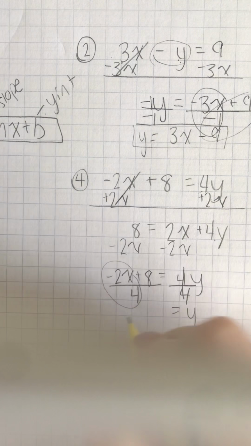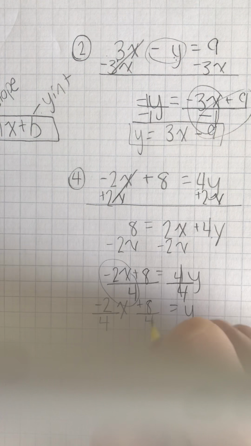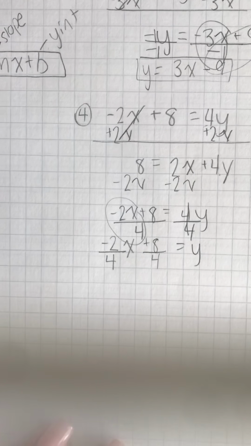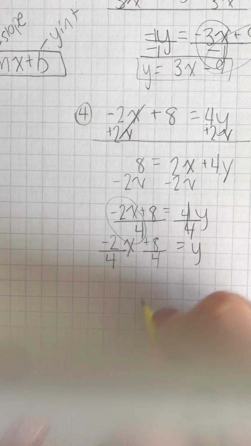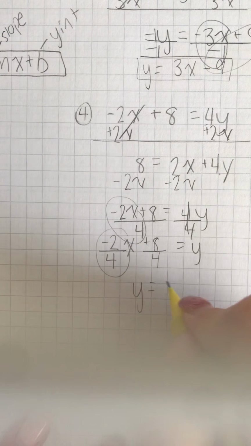And then I have -2 over 4x plus 8 over 4. These can easily be simplified. I'm going to flip this guy, so my y is going to go on the left. This reduces to -1/2, and this reduces to 2.